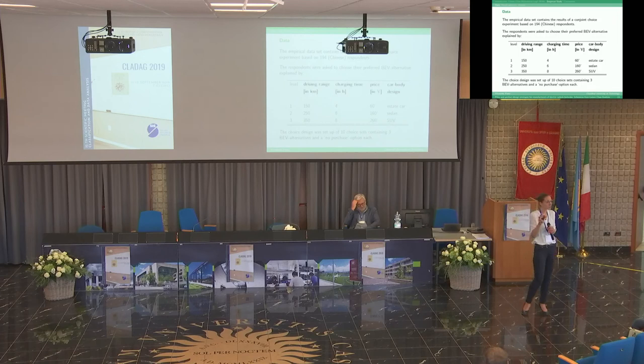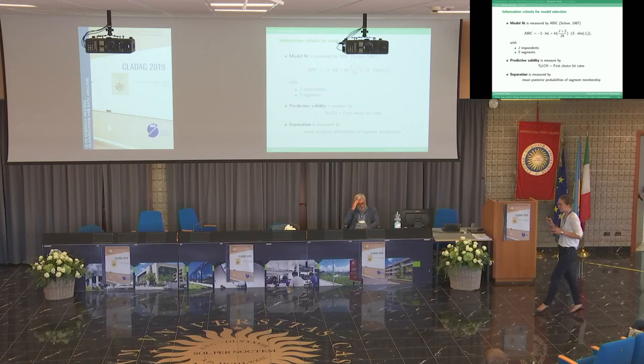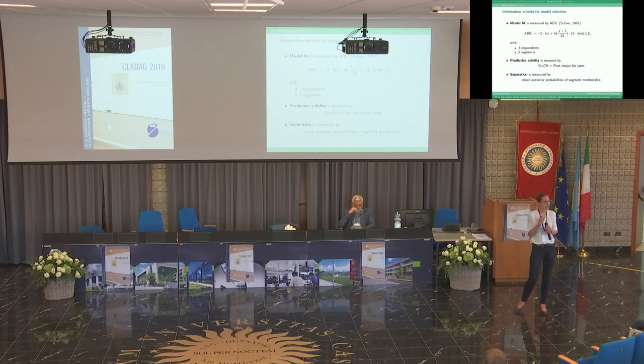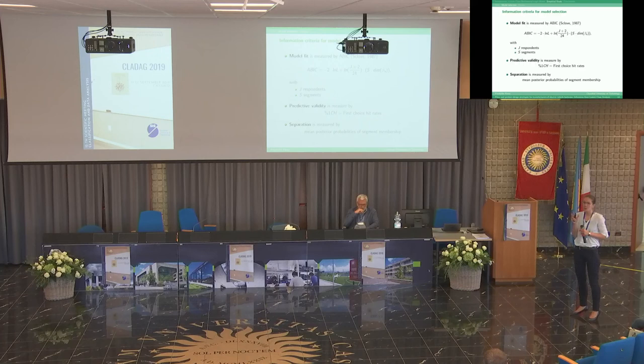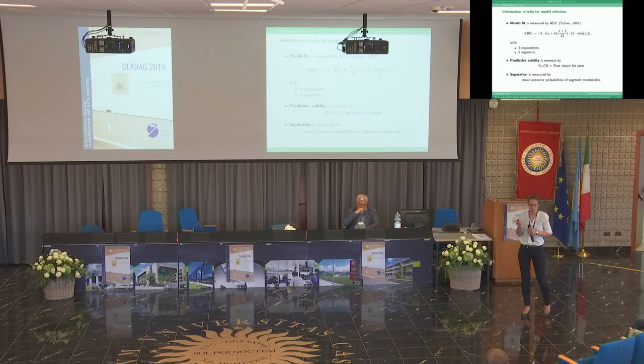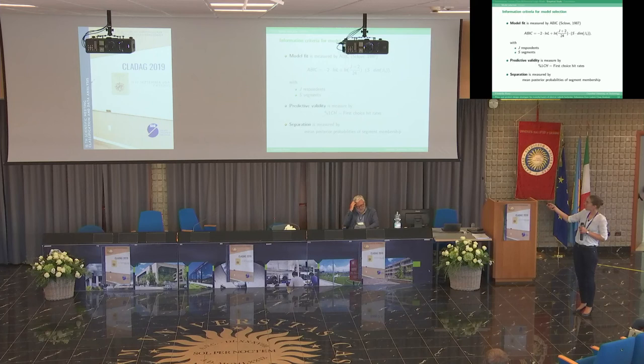Okay, so first of all, as I already said, we do not know how much heterogeneity we have within our data, so therefore we have to do some model selection. Therefore, I used 3 performance criteria. The first one is model fit, which was measured by the adjusted BIC criteria. This actually penalizes a higher number of parameters to be estimated. Then I took a look at the predictive validity. Here I measured the first choice hit rates by considering 2 holdout choice sets. And I took a look at the separation, as I already presented to you. Here I used as a measure the mean posterior probabilities of segment memberships.